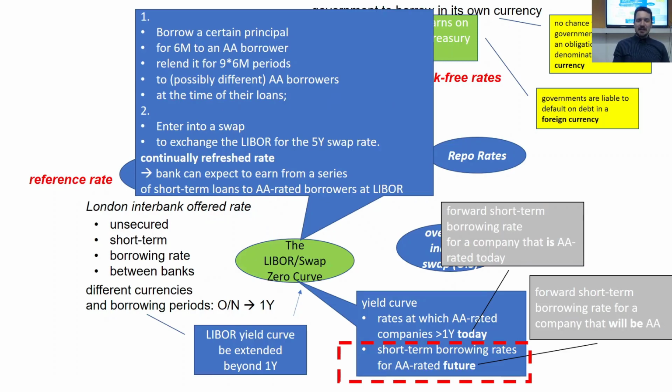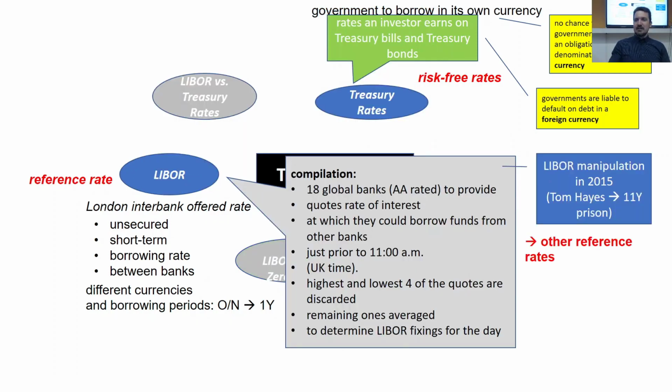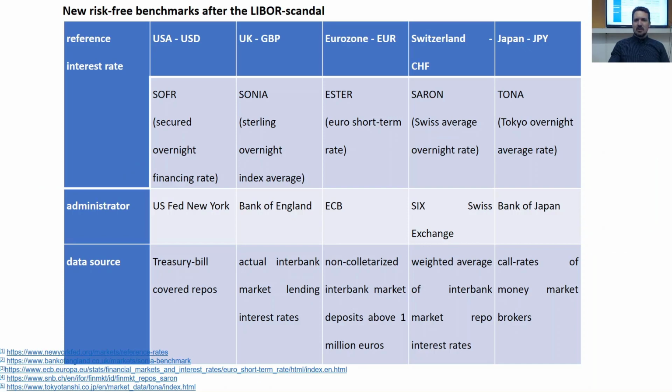But nowadays this is absolutely outdated, and also there was this scandal of the LIBOR manipulation when this guy was sentenced to prison for 11 years, so maybe that was not the greatest idea. So nowadays they are introducing these other reference rates, which I was talking about already, I think. So instead of LIBOR, for each country, they are coming up with their own reference rate. For the US, it's based on treasury bill covered repos, so this is SOFR.